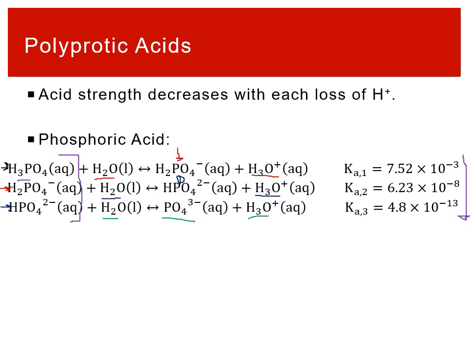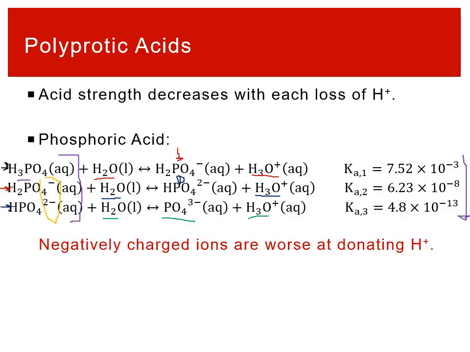And so the way we can understand this is you're trying to take an H+ away from an anion, right? You'll note that these things are conjugates, so they are negatively charged, and they become more and more negatively charged. So they are worse at donating an H+, right? You're having to remove positive charge away from an anion. You also lead to the creation of these really highly charged anions as a result.